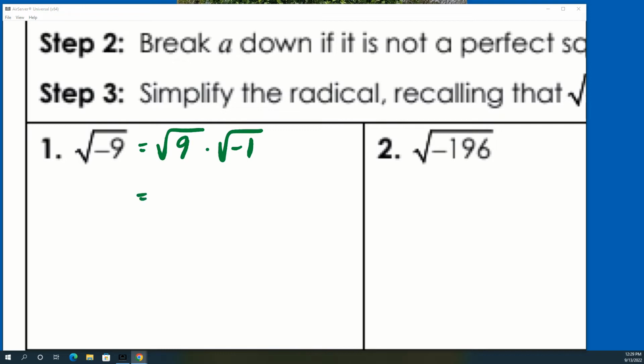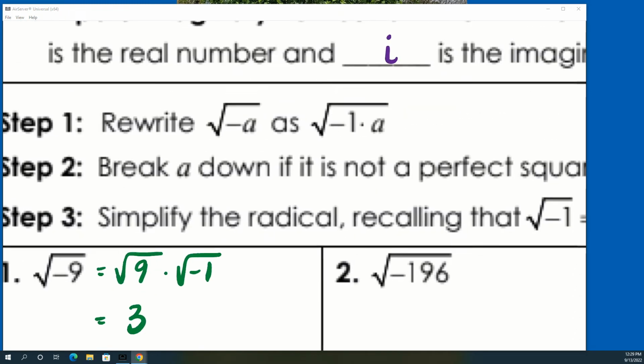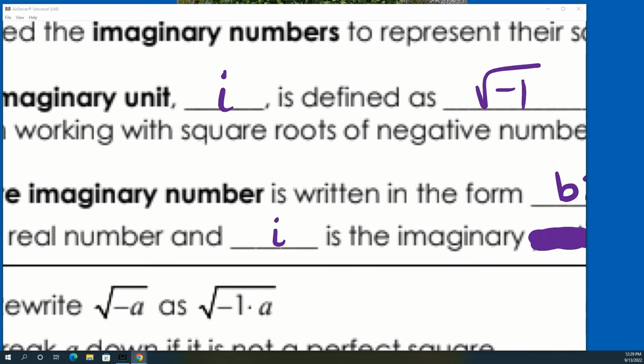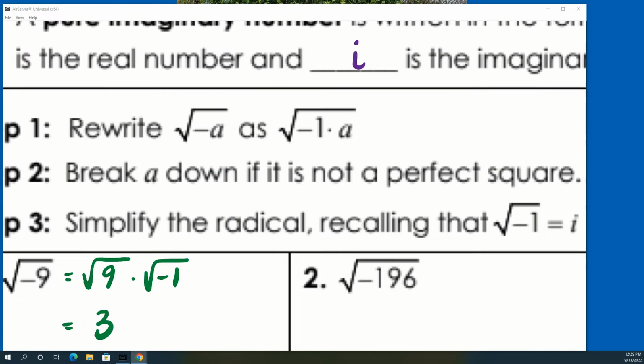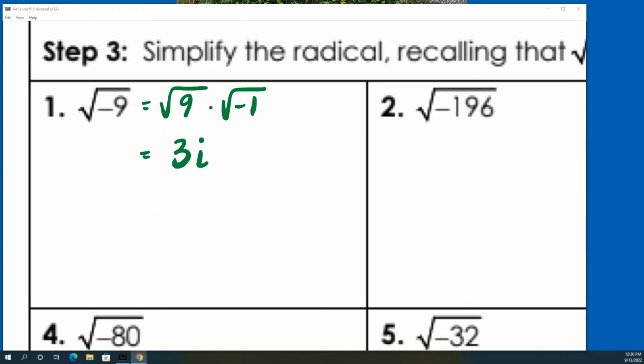So what is the square root of 9? Just 3, good. All right, and then I just told you the square root of negative 1 is going to be i every time. So that's i. So the square root of negative 9 is just 3i.